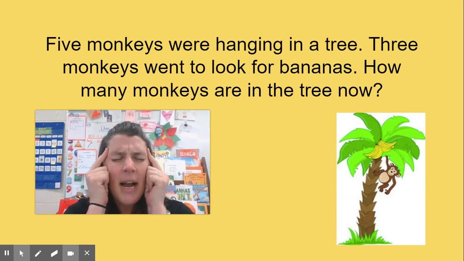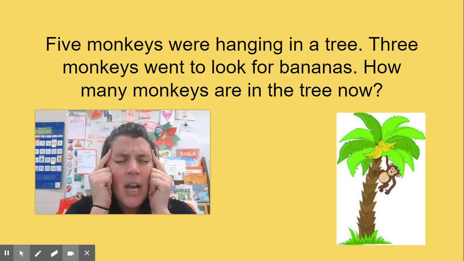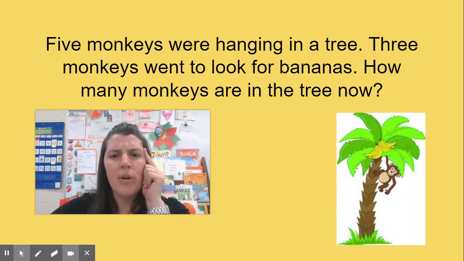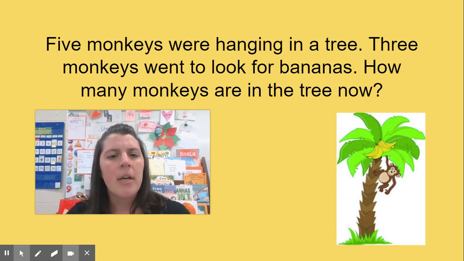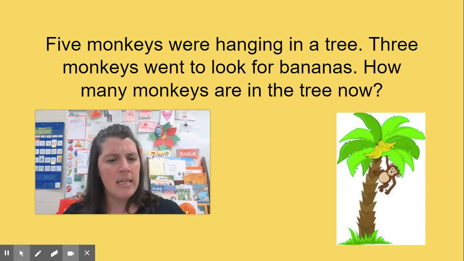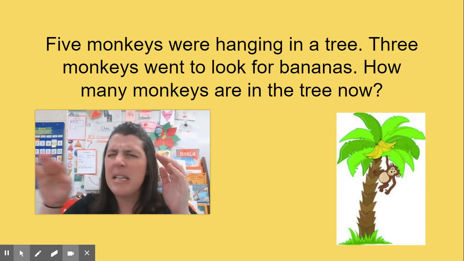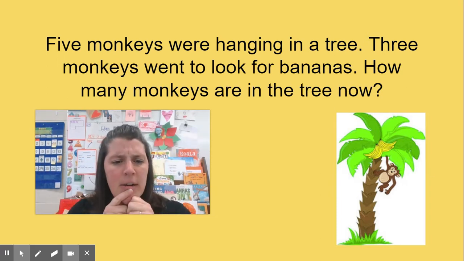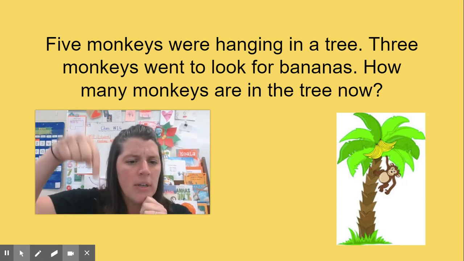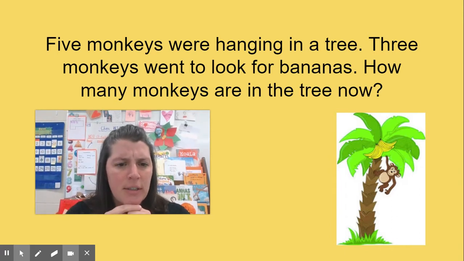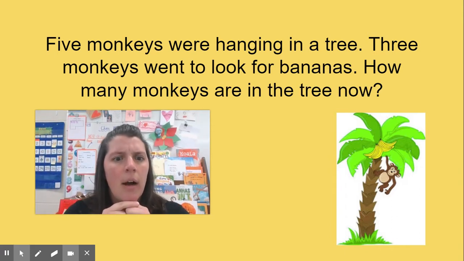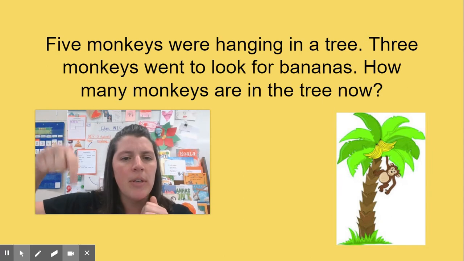So in my head, I see 5 monkeys in the tree, but then 3 of them leave the tree. They went away. Do you think the number we are going to have at the end is going to be bigger or smaller if we have 5 monkeys and some of them are leaving? Is that number going to go up or down? Show me with your fingers. I think that number is going to go down.